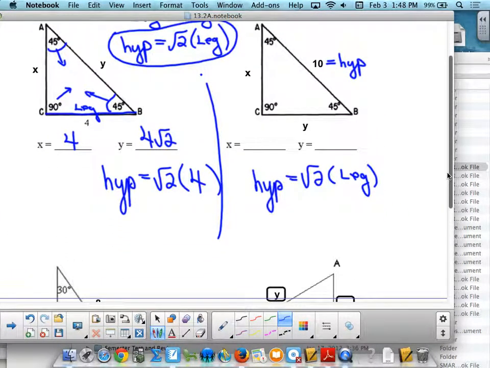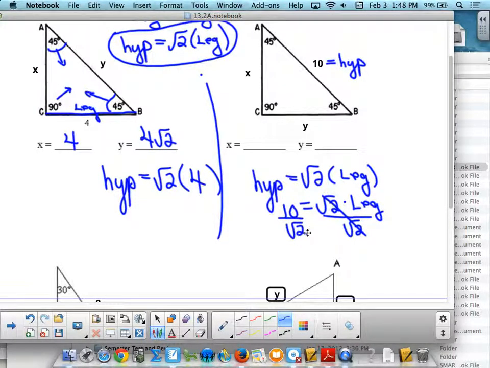What are we filling in? 10. 10 for what? For height. Okay, he said height. Okay, now what? What do you think? Divided by square root of 2. Okay, knock those out. Square root of 2 on the bottom.